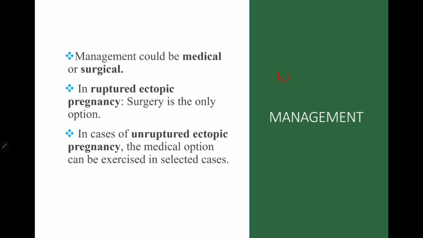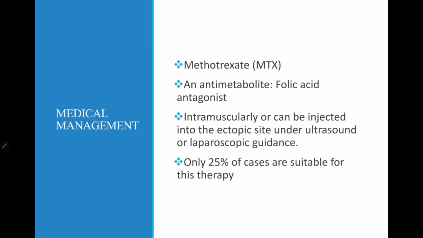So let's look at the management. So under management of ectopic pregnancy, we have medical management, okay, as well as we have surgical management. So when do we do medical management? Only if it is an unruptured ectopic pregnancy, we will have the medical option. Whereas for a ruptured ectopic pregnancy, definitely we have to go for surgery. So this is the management. So for ruptured, it is going to be surgery. For an unruptured ectopic, it's going to be medical.